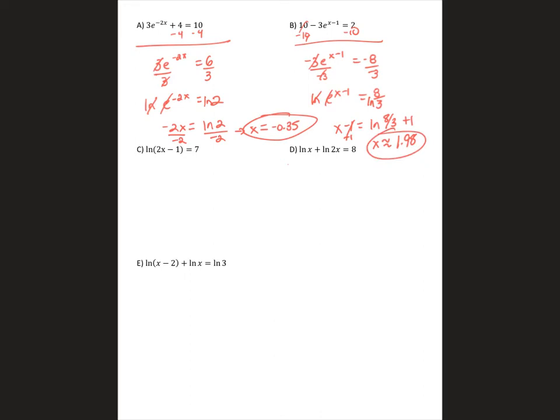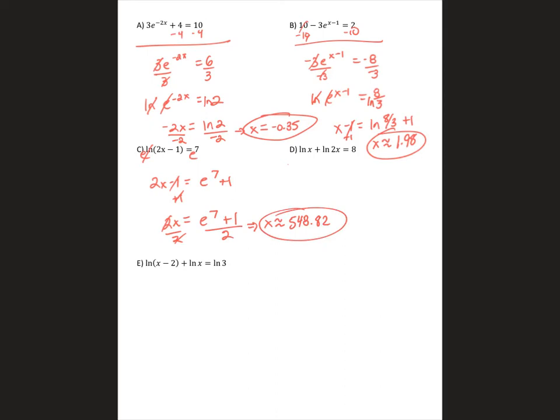In letter C, I have ln of 2x minus 1 equals 7. So I need to get rid of ln by taking the e of both sides. So e and ln cancel, and I get 2x minus 1 equals e to the 7th. Now I need to solve for x, so I'm going to add 1 to both sides. And I get 2x equals e to the 7th plus 1. And then I need to divide both sides by 2. And I get x to equal approximately e to the 7th plus 1 divided by 2, which is 548.82.